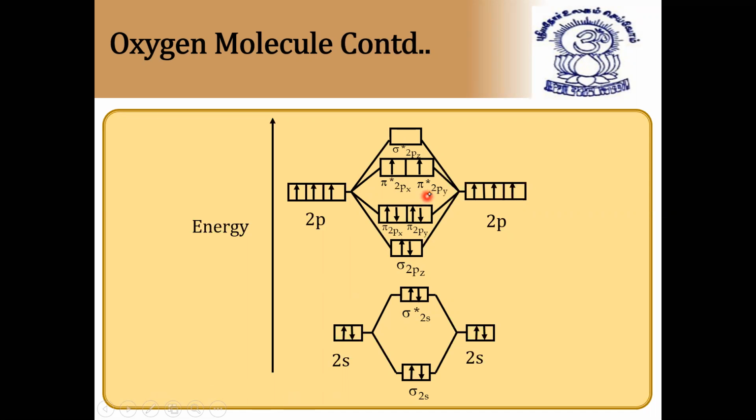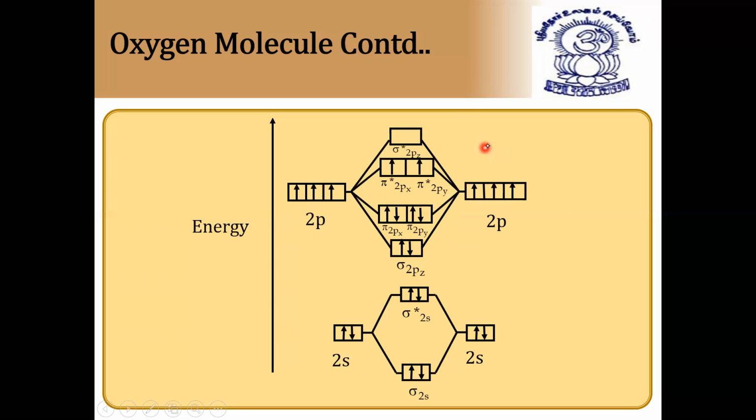And pi star 2px1, pi star 2py1, because they are degenerate. Degenerate means the same, equivalent levels. So one electron will fill in X, one electron will fill in Y, but not two electrons in X only. I hope it is clear. So this is the energy level diagram.